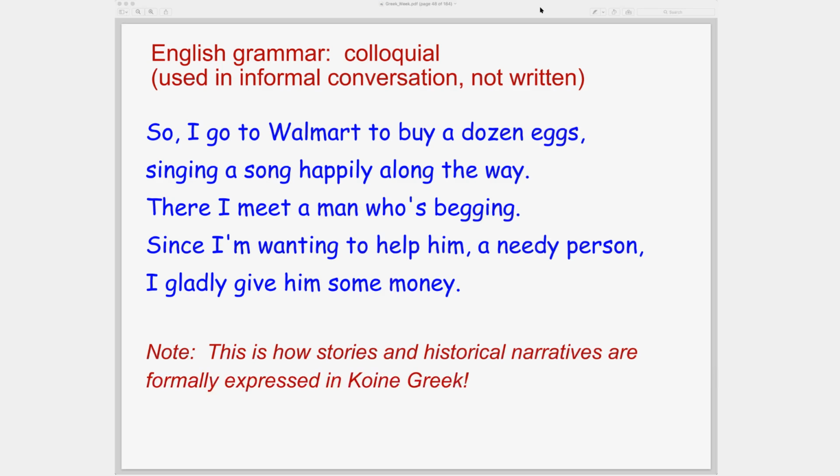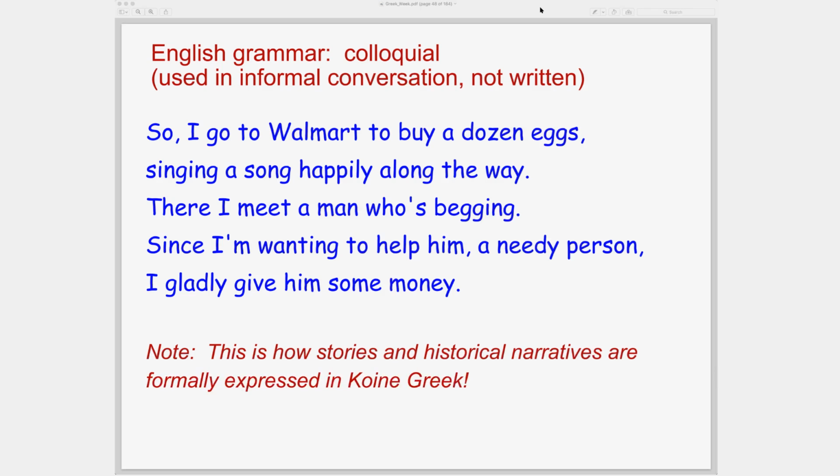So, notice I'm using the present tense, okay? But I'm talking about something in the past. You know that it's in the past because I'm standing here talking to you, and we're not in front of a Walmart, and the man is not there, okay? But I'm using the present tense.